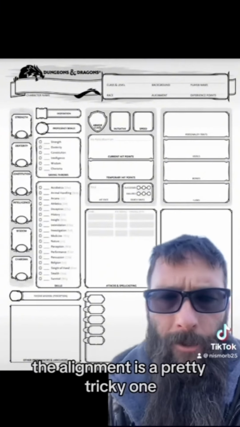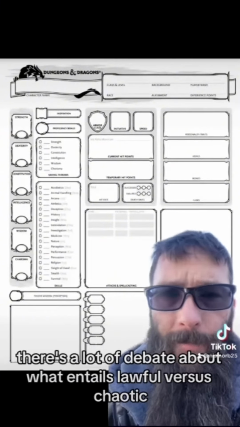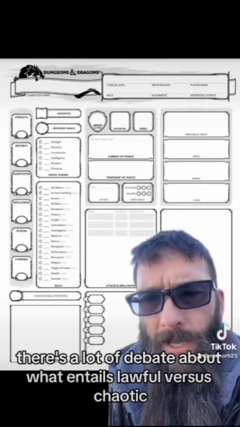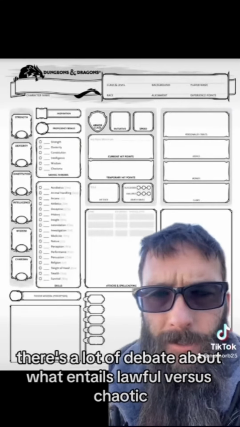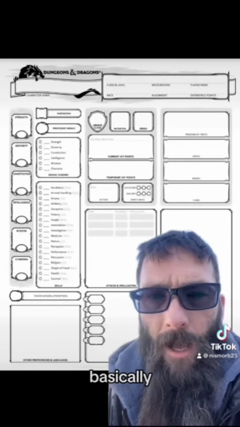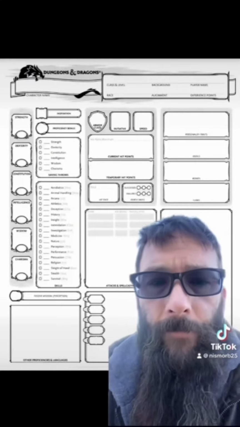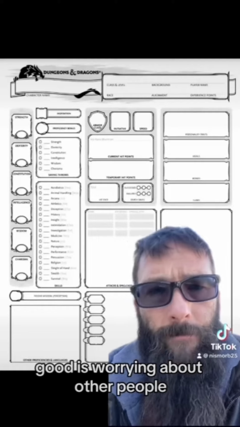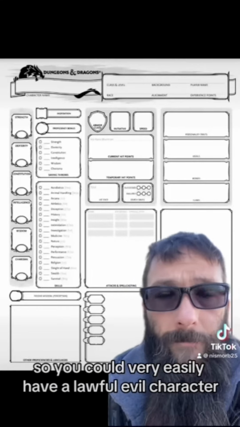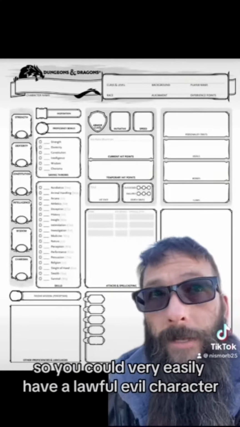The alignment is a pretty tricky one. There's a lot of debate about what entails lawful versus chaotic. Basically, lawful is predictable, chaotic, not so much. Good is worrying about other people, evil is just worrying about yourself. So you could very easily have a lawful evil character.